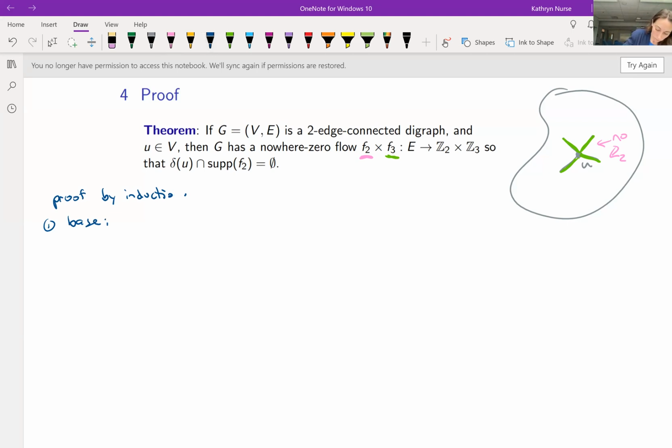This will be by induction on the size of the vertices of the graph. So our base case is just a single vertex. Sorry, I also need to say, we're allowing multiple edges and loops. Those are not usual to allow, but it just makes the statement easier. They don't really change the problem significantly.